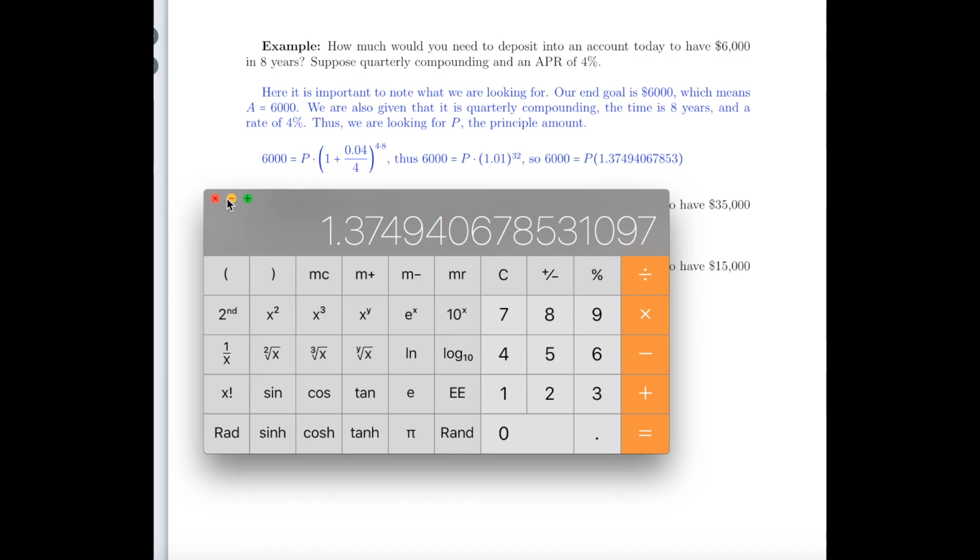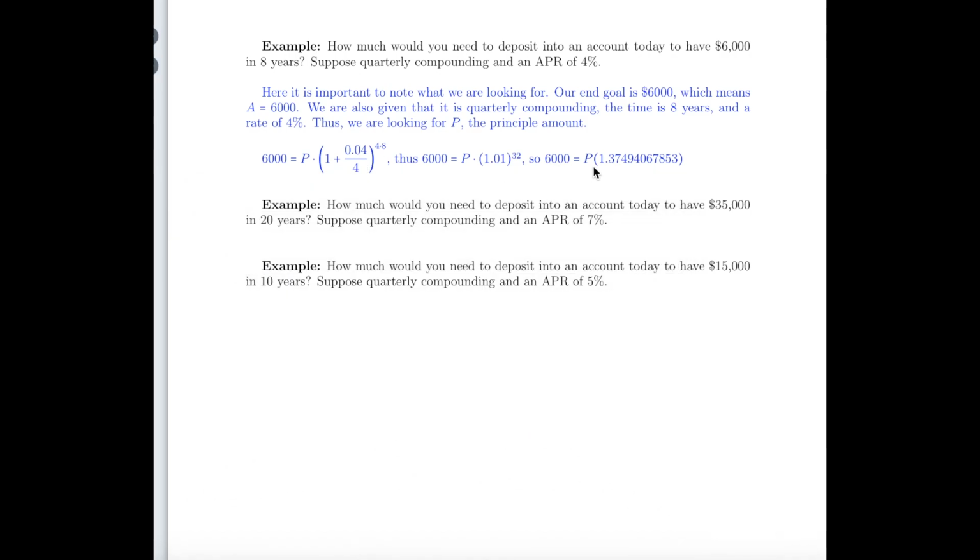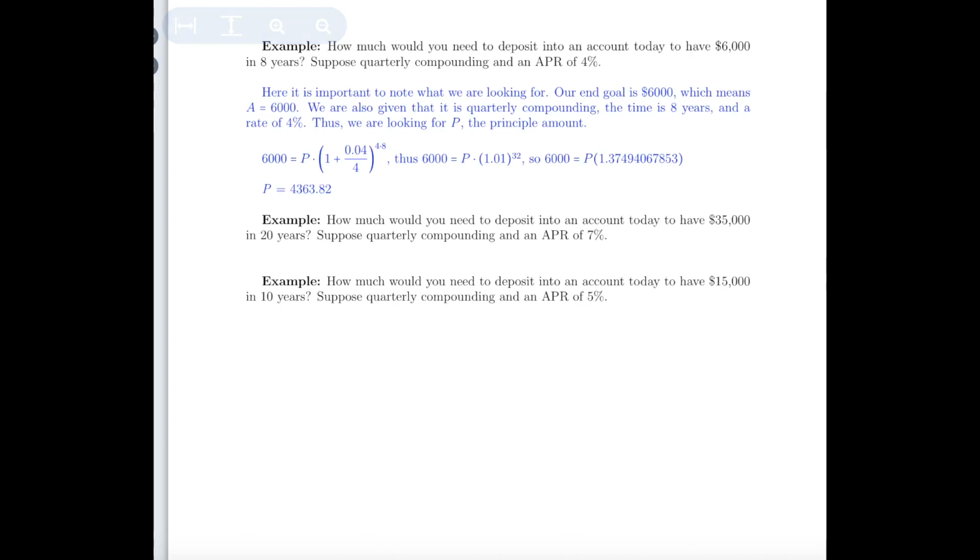But now that we have 6,000 equals P times 1.37, essentially, with all this long decimal, we know that solving this equation means we can divide this over on the other side. So we divide each side by 1.374940678853. And what you should get for your final answer is $4,363.82. Boom.